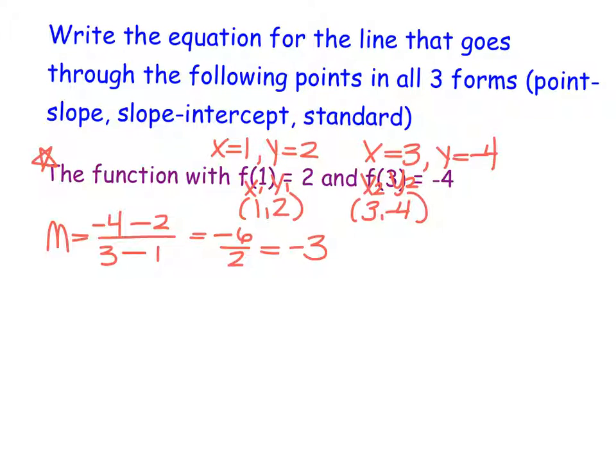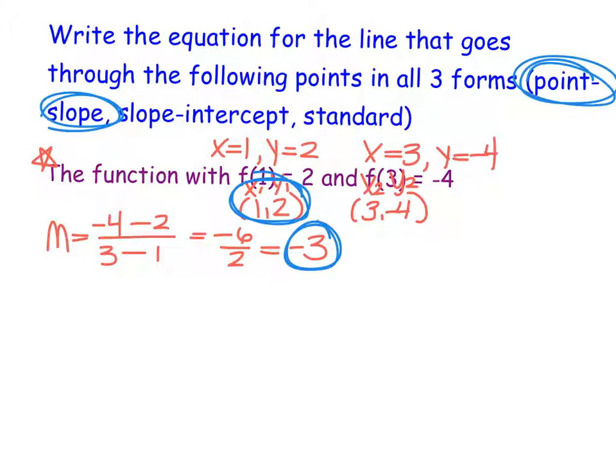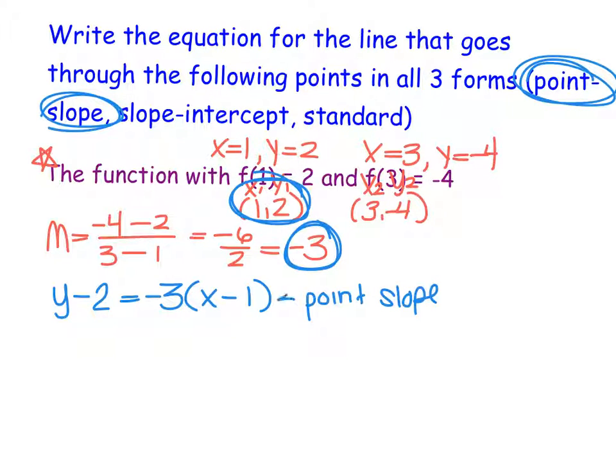So then from here, now that we have a point and a slope, we're going to write our equation into point-slope form. So we need to pick a point, and I'm going to pick 1, 2, and then we need our slope. So we write y minus our y coordinate of 2 is equal to our slope times x minus our x coordinate of 1. So this is our point slope form.